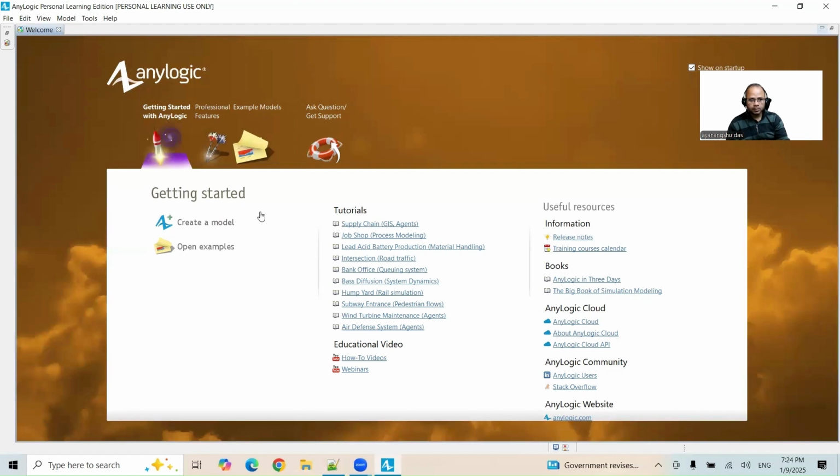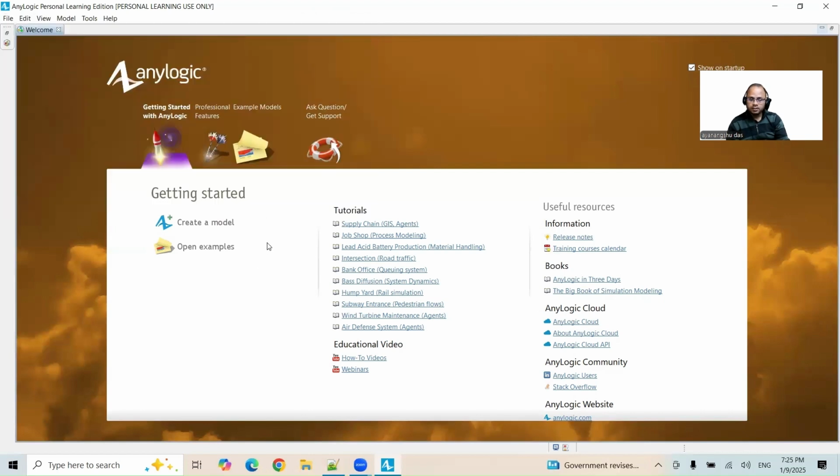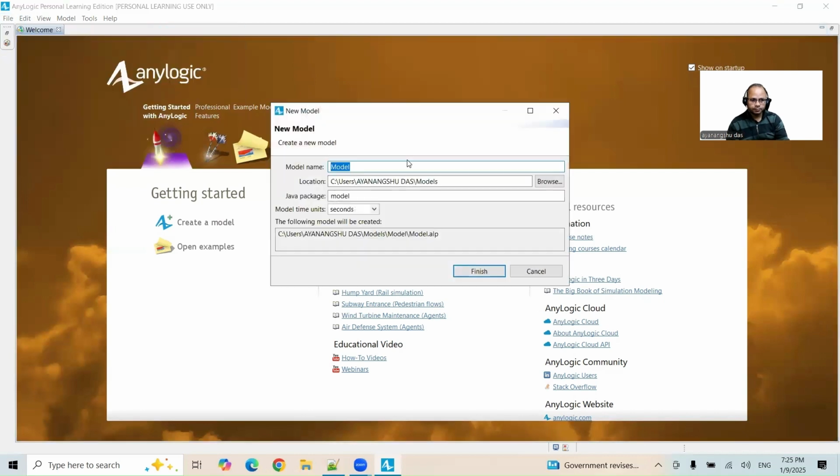So the order quantity is a fixed quantity that we would replenish, based on the fixed order quantity inventory models. So we will see how to model these types of inventory policies in AnyLogic. So we create a model.